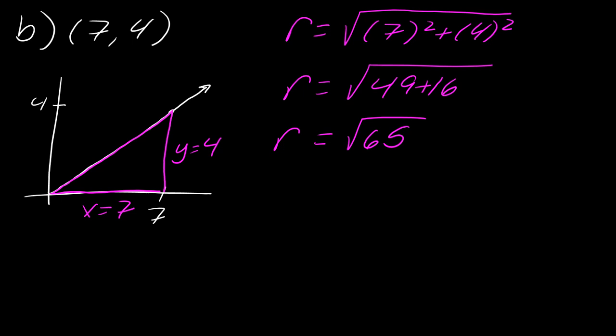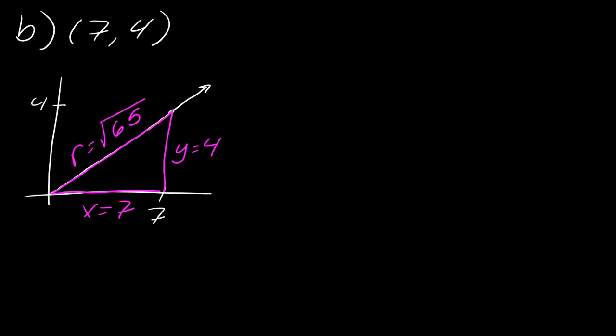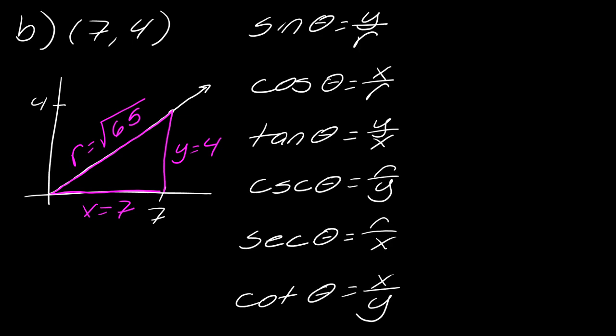So I go through all that. I will get that my r is equal to the square root of 65. So I'm just going to note that over here. And then it's the same thing. So I've got the same 6 functions, and it's just kind of plugging in those relationships. So I've got y over r. That's going to come out to 4 over the square root of 65.